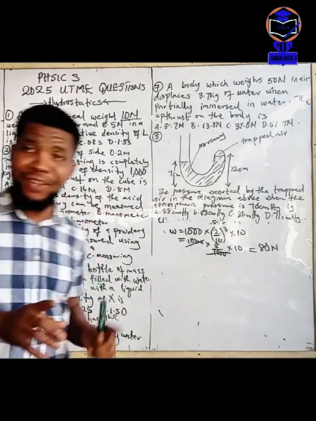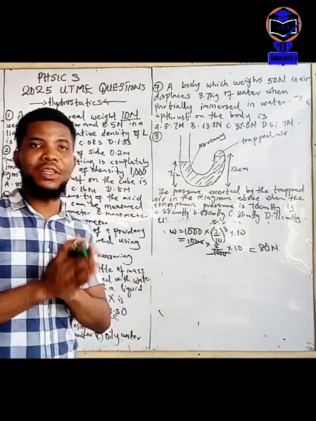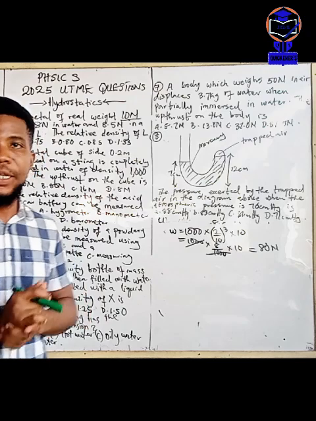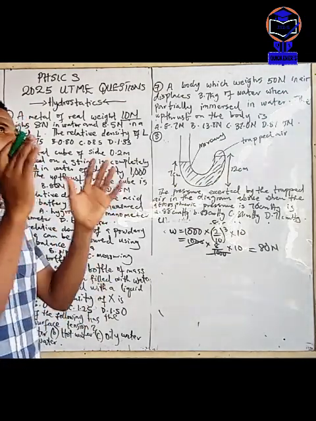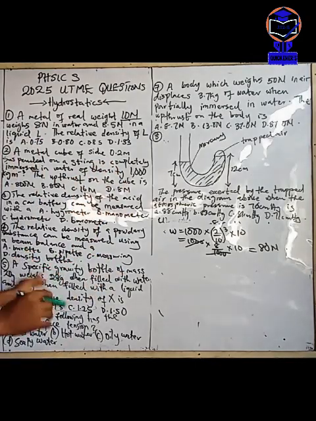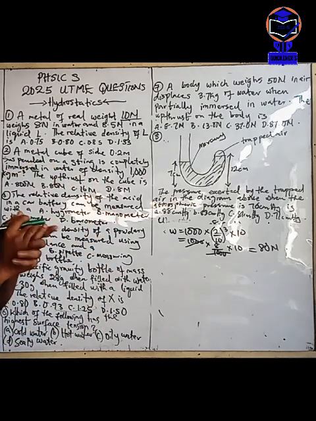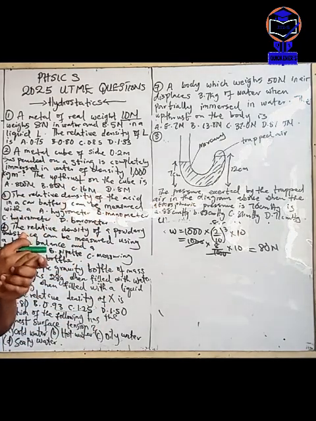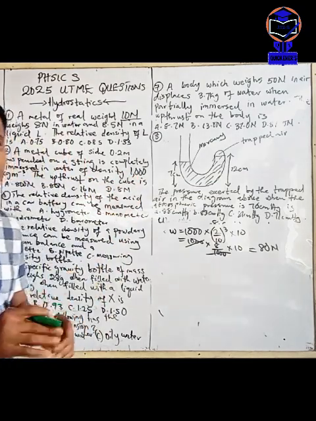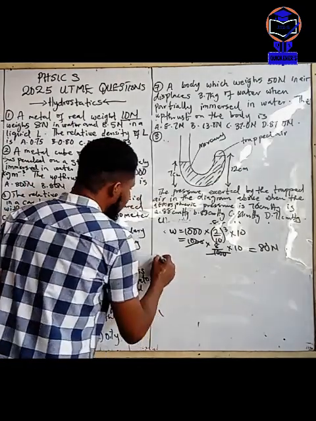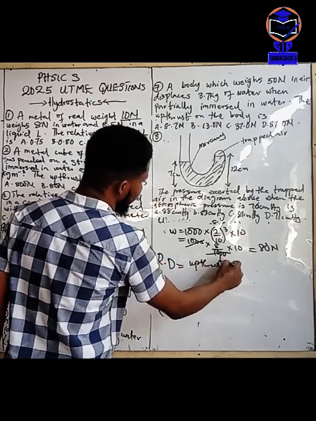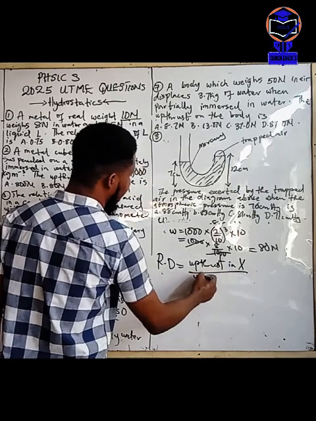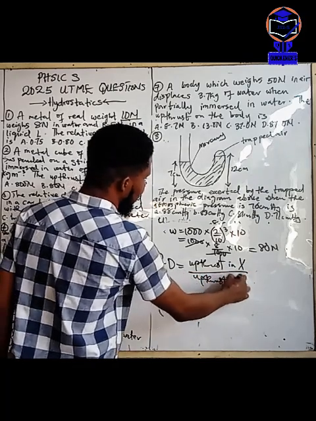Now, if you are looking for relative density, just like what we did before, relative density is when you compare the density of a substance over the density of water. In this case, you calculate the weight of the liquid, or the upthrust in liquid over the upthrust in water. That will give you relative density. So relative density of the liquid is the upthrust in liquid S over the upthrust in water.